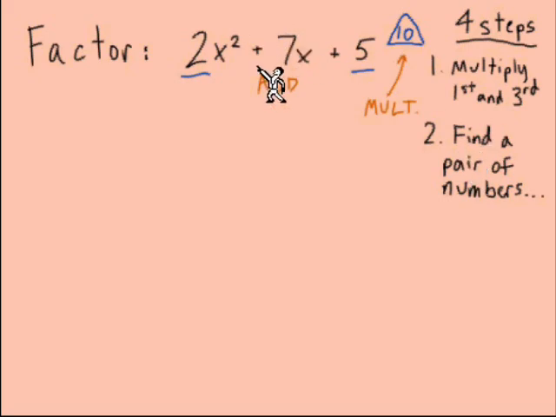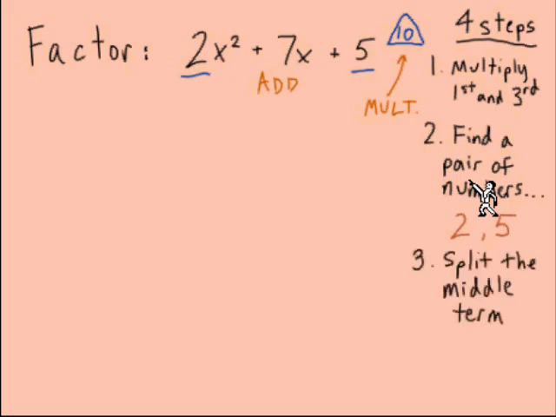But added, we're still trying to come up with this middle term, positive 7. So we're looking for this pair of numbers. Multiplied together will equal 10. Added together will equal 7. And those numbers are 2 and 5. Here's a big difference from the other kind of factoring. Those numbers, we do not just drop them right into an answer. We're only halfway done with this type of factoring.